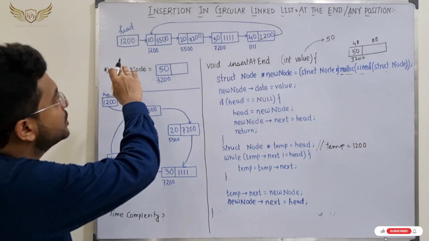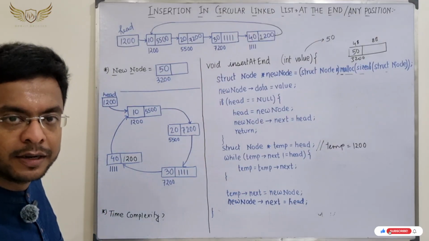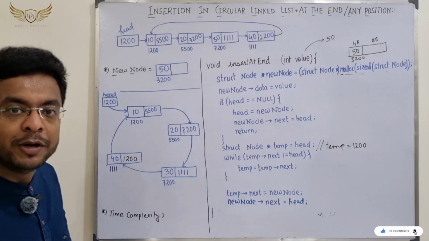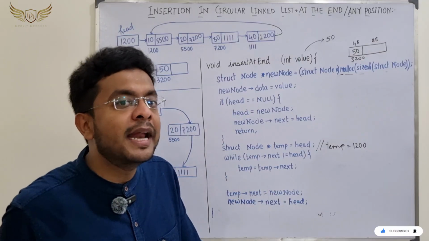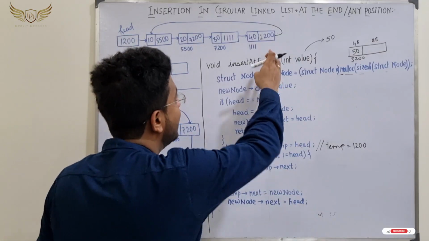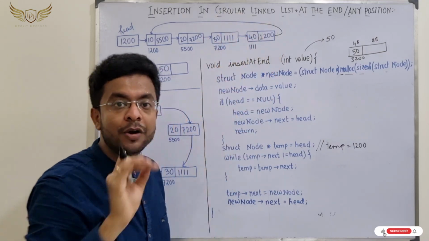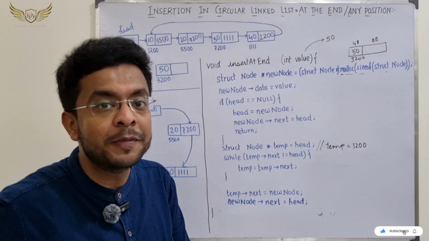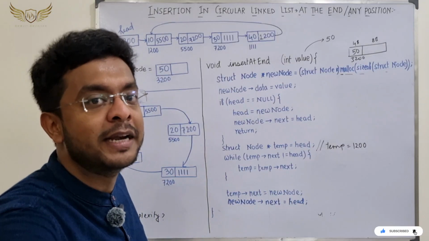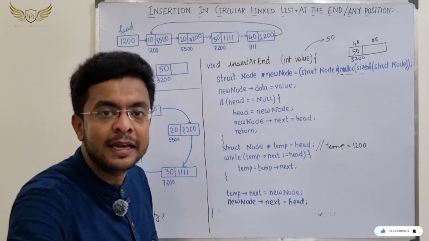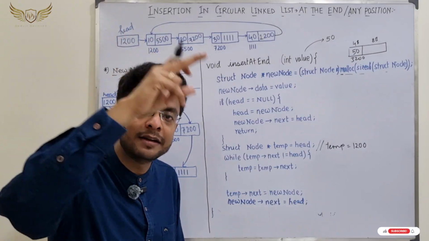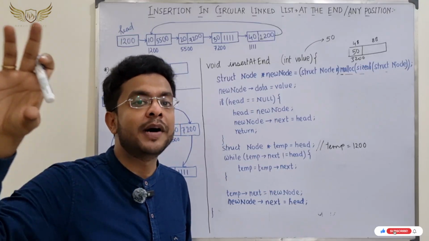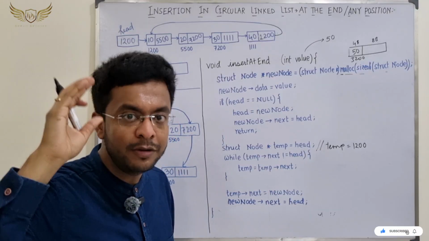Now what do we need to do? We need to somehow traverse to the end, right? Now, while temp is not equal to head, okay? Because when do we know that we have reached the head? When we again hit head. Because in case of a single linked list, this condition was temp arrow next not equal to null. But here there is no concept of null. We need to see when the head is getting repeated again, because that is a sign that we have reached the end. The last node is holding the address of the first node, or whatever the head is holding. That's how we need to think.